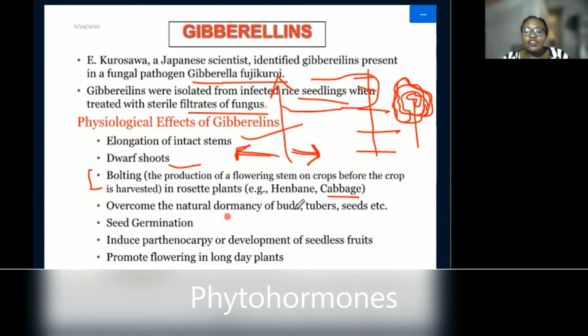Then they overcome natural dormancy of buds, tubers, and seeds. So if there is a natural dormancy, maybe we have buds, tubers, and seeds that are not growing because there are no correct environmental conditions, gibberellins can move them to bud, can move the seeds to germinate. Yes, so seed germination. Then of course they induce parthenocarpy or development of seedless fruits, just like auxins. They also promote flowering in long day plants, and they also promote vernalization, that is flowering due to exposure to very low temperatures.